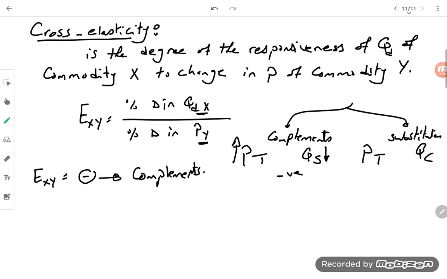While in case of substitutes, as the price of tea increases, people are not going to demand tea and they are going to demand coffee. So demand for coffee is going to increase. So it is a positive relationship. So if it's positive, this means that the products are substitutes.